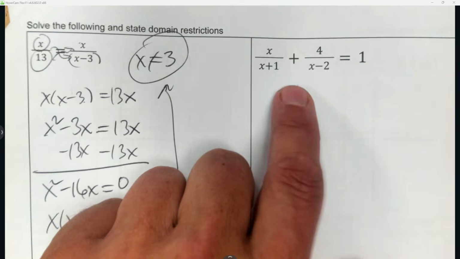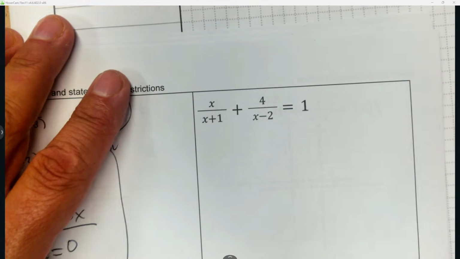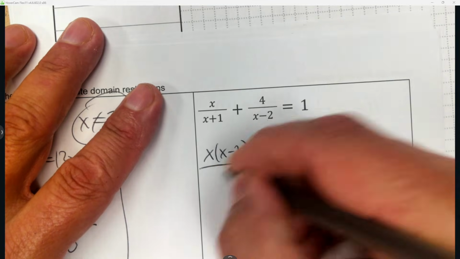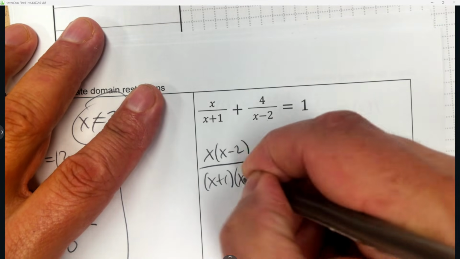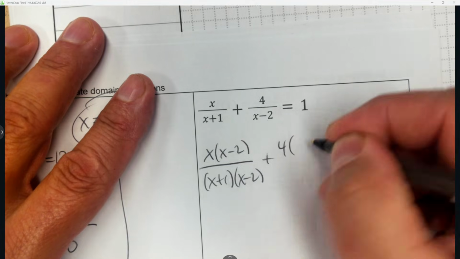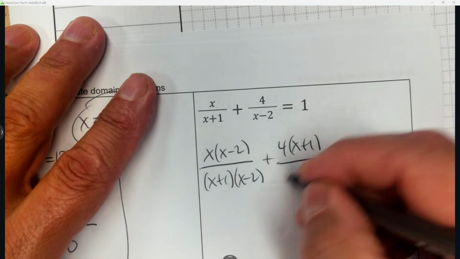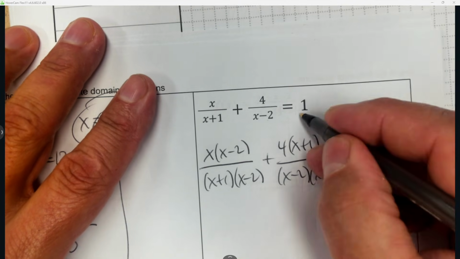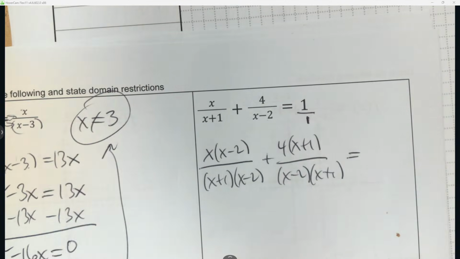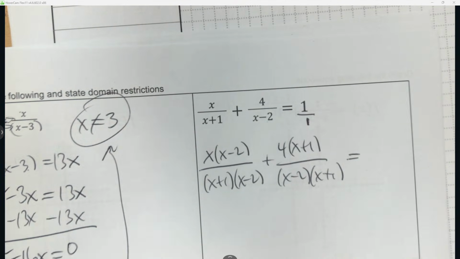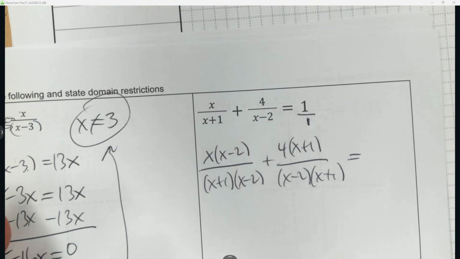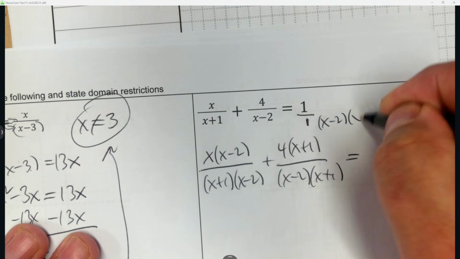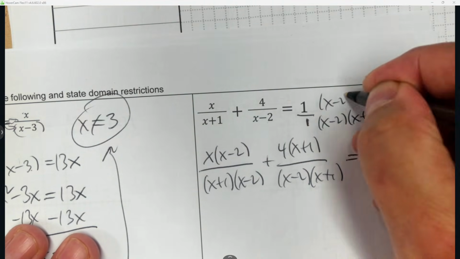To solve this one, we need to make the denominators the same. So to do that, we're going to take the first fraction and multiply top and bottom by x minus 2. The second one, we're going to multiply top and bottom by x plus 1. Now, here's the tricky one. 1 has a denominator, and the denominator you don't see for 1 is 1. All the denominators need to be the same. So I need to multiply the top and the bottom by x minus 2 times x plus 1.